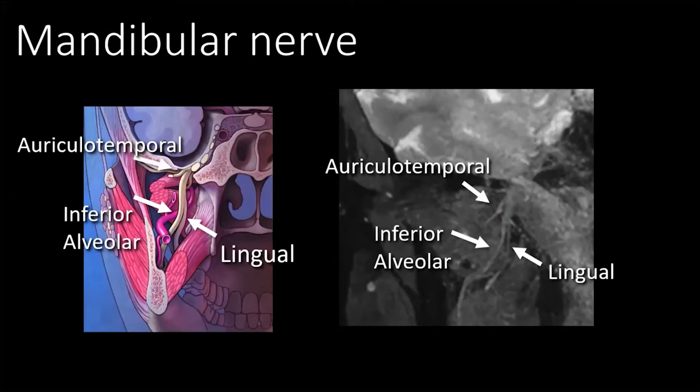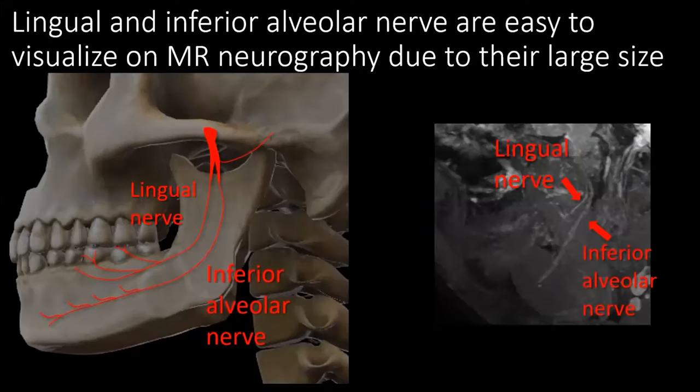The trigeminal V3 branch is actually the thickest branch and one of the easiest ones for us to be able to visualize. So you can see here on this anatomic drawing the auriculotemporal going laterally, and then the inferior alveolar and the lingual kind of looking like two stick man legs going down. And we can see exactly what we see on the anatomy drawing on our MR neurography. The lingual nerve and the inferior alveolar nerve travel in parallel, with the lingual nerve going towards the tongue and the inferior alveolar nerve going towards the mandible. And we can see that kind of forked appearance that you see anatomically. We can see it also on MR neurography.